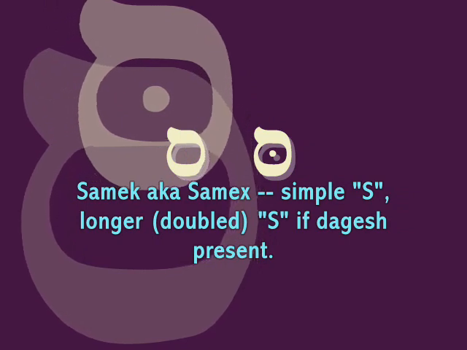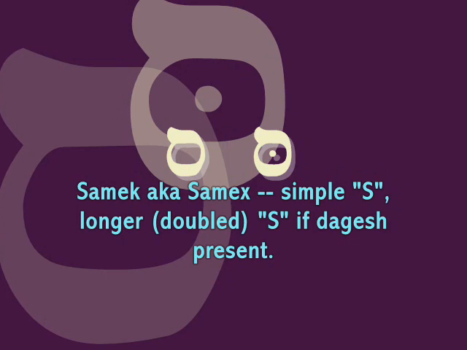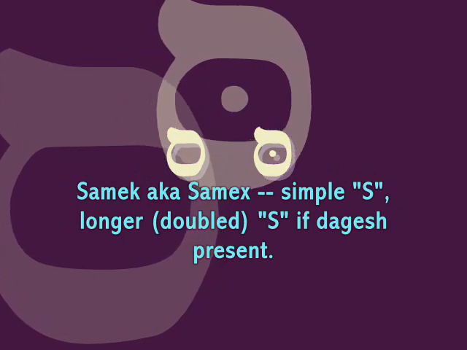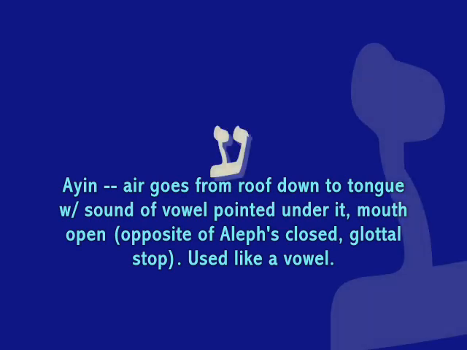You can see the S. See the little, looks like the little S upper left hand corner. Samek. It's a true S. Okay, then comes the ayin.